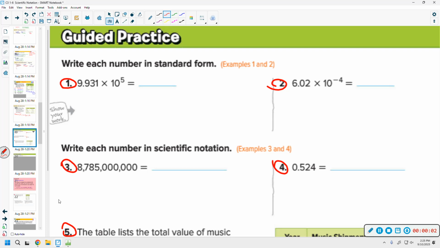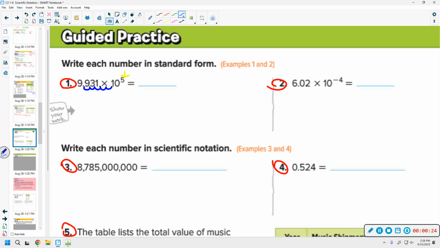Okay, so we're going to go ahead and look at number 1. On number 1, we have an exponent of 5. That 5 tells us we're going to move how many times? 5. Bigger or smaller? Bigger. So that means I'm going to go this direction 1, 2, 3, 4, 5 times.